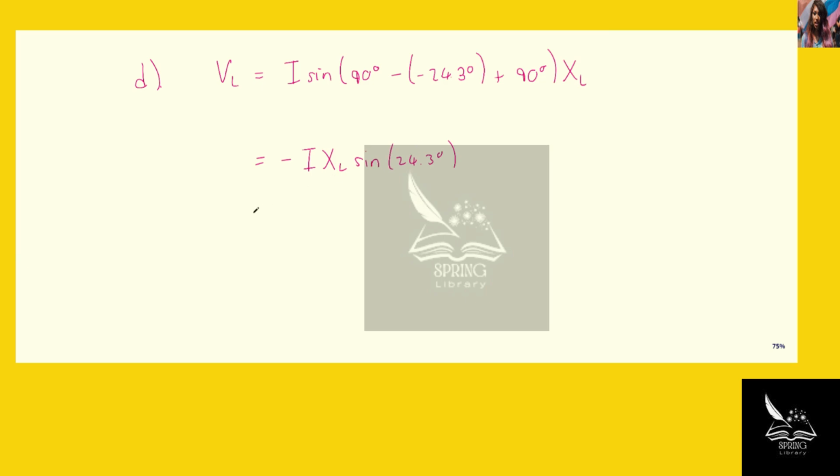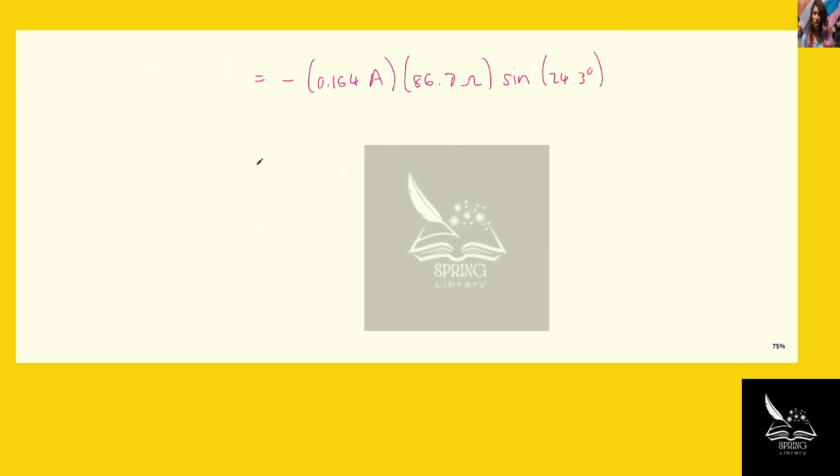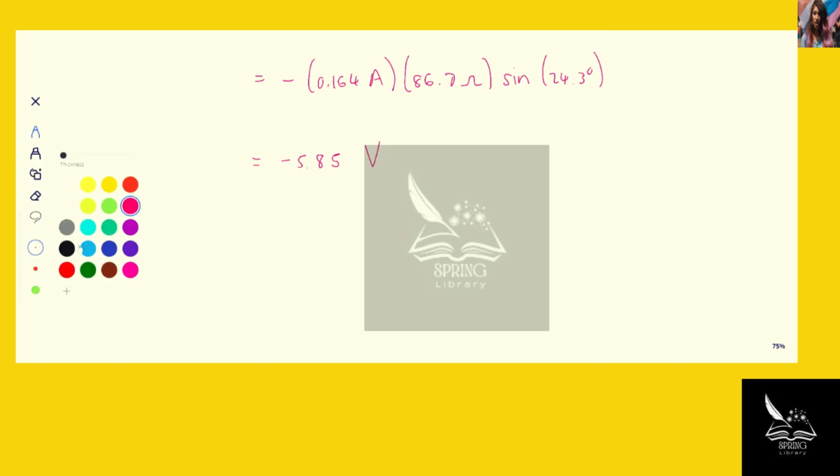24.3 degrees. Again, if we substitute our values in, this is minus 0.164 amperes times the reactance 86.7 ohms times the sine of 24.3 degrees. And so calculating, we get VL to be minus 5.85 volts.